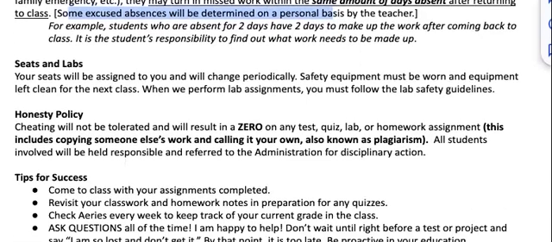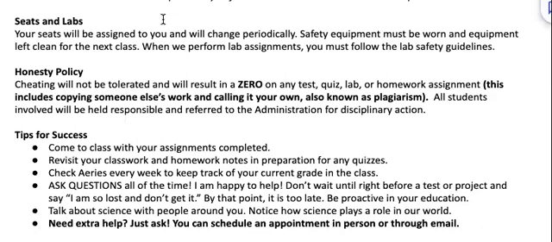Seats and labs. So your seats will be assigned to you and they will change periodically. I need you to get to know other people in this class and how to work, and I need you to learn how to work with other personalities. Safety equipment must be worn and equipment left clean for the next class. When we perform lab assignments, you must follow the safety guidelines.